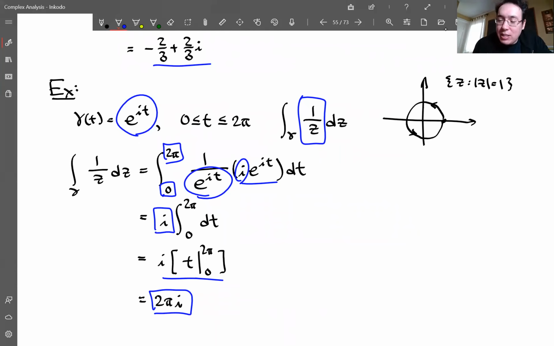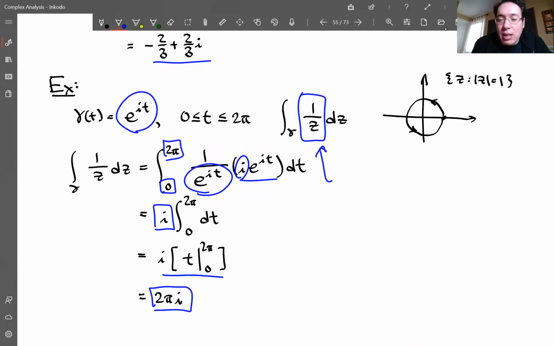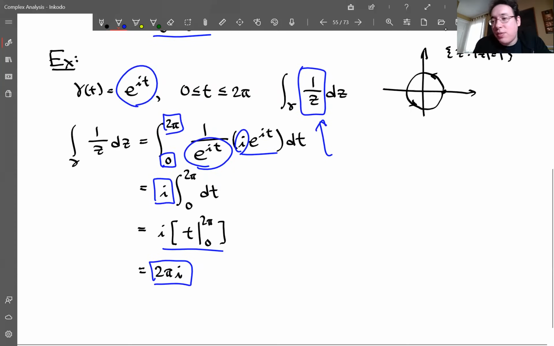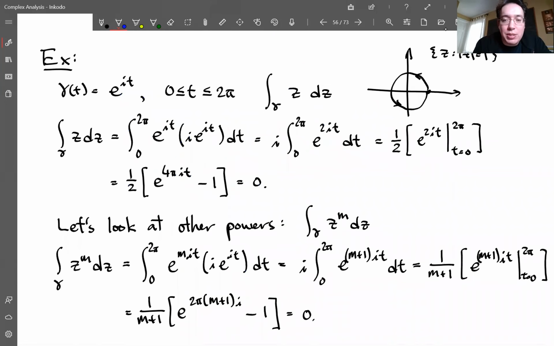So I said this example was important. So let's compare it with similar examples. What if the integrand is not 1 over z, but different powers of z? Okay, let's first do z.